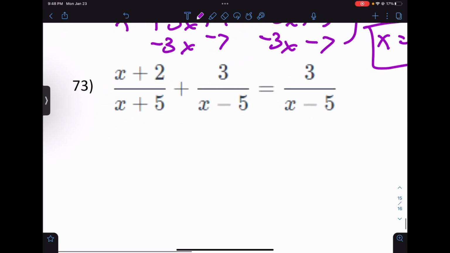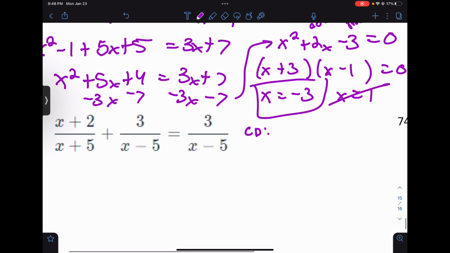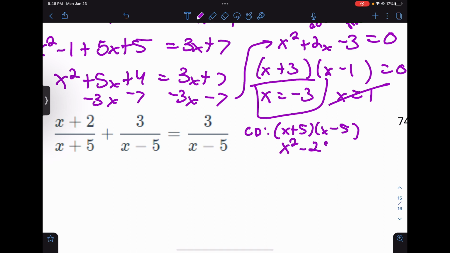All right. Number 73 is next. So the first thing we want to do here is identify our common denominator. So our common denominator here is going to be x plus 5, x minus 5. Of course, you could also multiply that out and you would get x squared minus 25. It's important to understand that those are equivalent, like the factored form and the unfactored form.